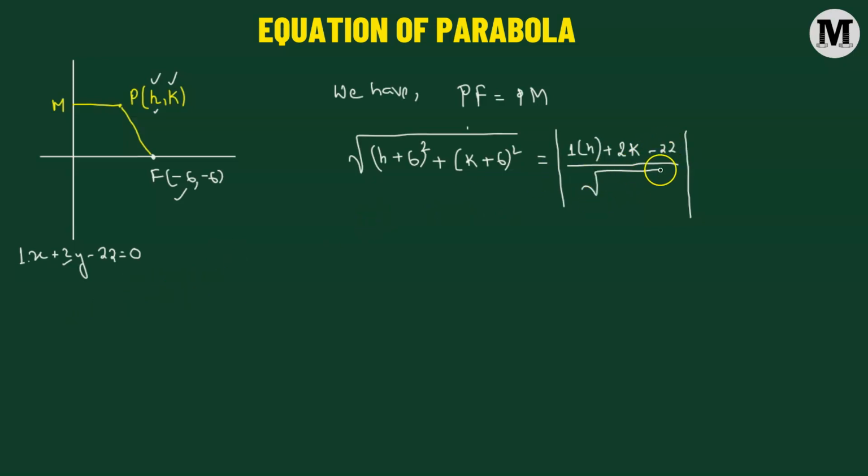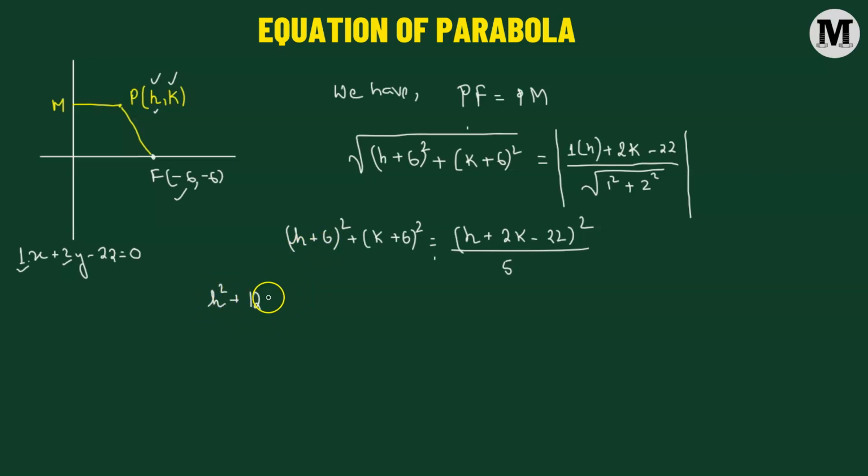This will be divided by the square root of the sum of the squares of the coefficients of x and y, so that's 1 and 2. So we take 1 squared plus 2 squared. Now we're going to solve this. To solve this, we'll take the square on both sides, which gives us h plus 6 whole squared added to k plus 6 whole squared, equals h plus 2k minus 22, whole squared, divided by the square root of 1 squared plus 2 squared. That's the square root of 5, but squaring it gives us 5.